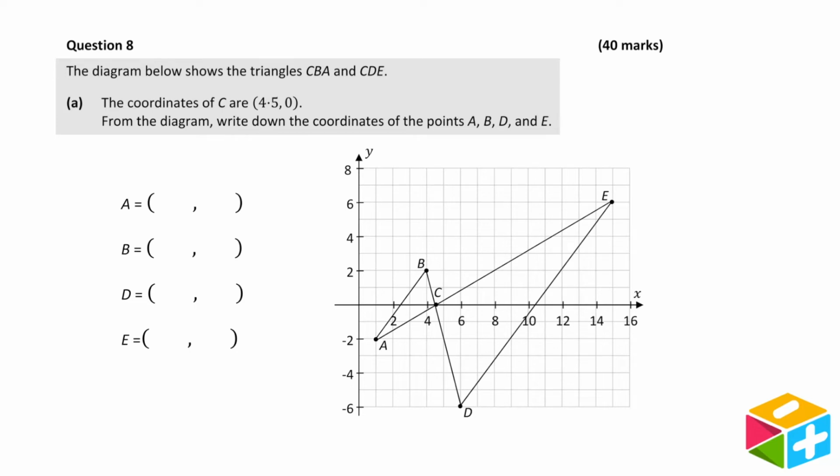Question 8. The diagram below shows the triangles CBA and CDE. The coordinates of C are (4, 0). From the diagram, write down the coordinates of the points A, B, D, and E.